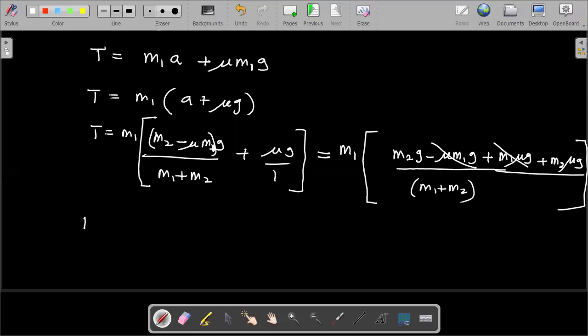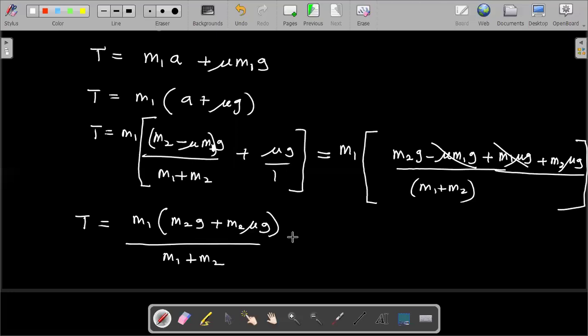Hence, we are going to be left with what? Our tension is going to be m1 into bracket m2g plus m2 mu g. So we have m1 into bracket m2g plus m2 mu g, all divided by m1 plus m2.